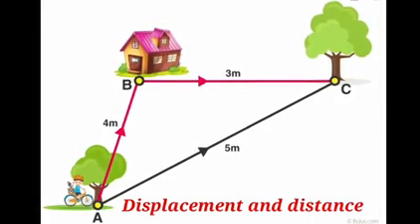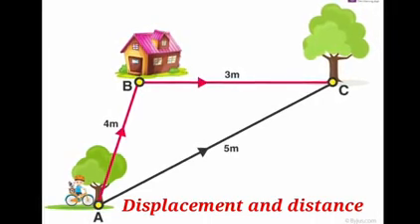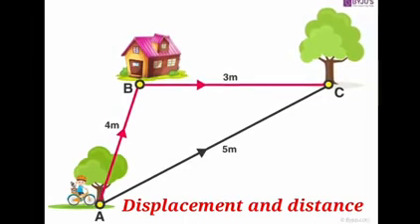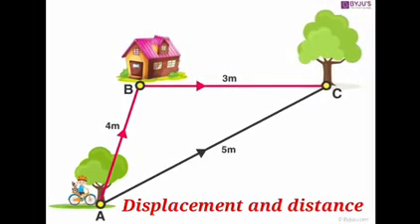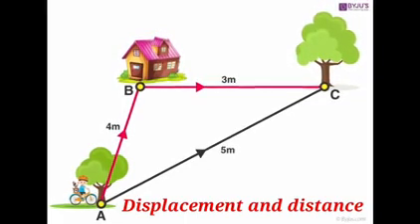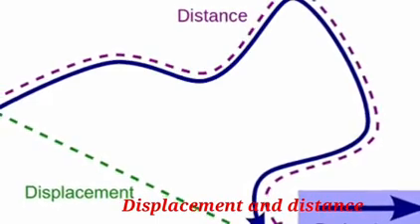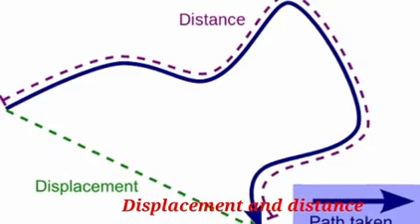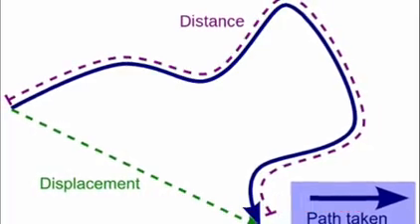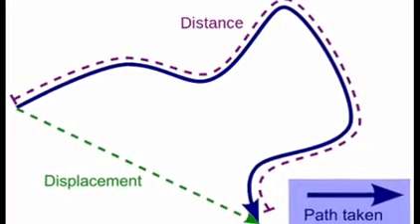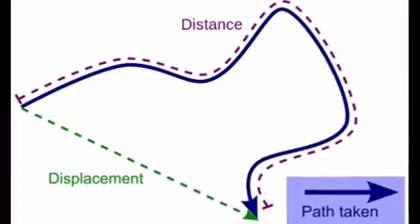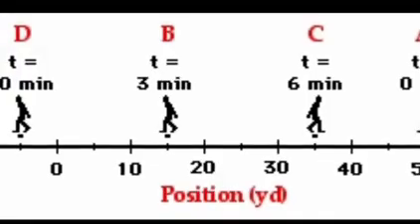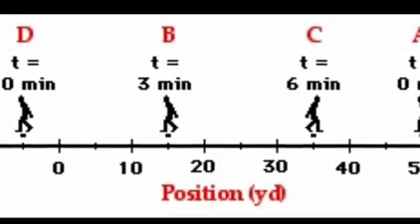The distances between them, you can see, are 4 meters and 3 meters. Now the total distance is 7 meters. But the displacement is 5 meters. So displacement is the shortest distance traveled by the object. And look at this picture also. The starting point is one place and the reaching point is another. You can take both paths. The shortest distance covered, marked in green, is the displacement.